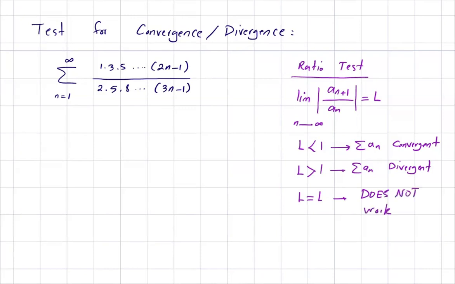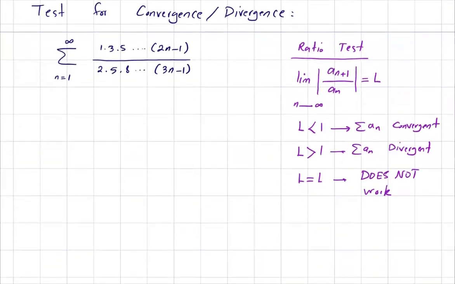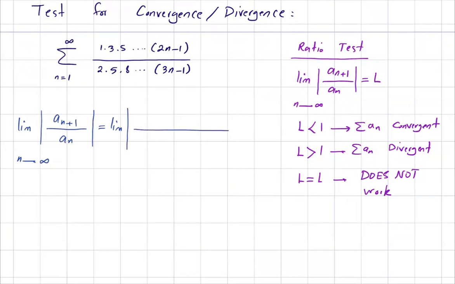It means that we have to switch to a different test. So let us apply the ratio test and see what we get. This is equal to the limit of the absolute value of a n plus 1 divided by a n as n goes to infinity, which is equal to the limit of wherever you see n, you're going to use n plus 1 instead. So you have the limit of a n plus 1. Let me use this here for a n plus 1. I'm going to use a different color.